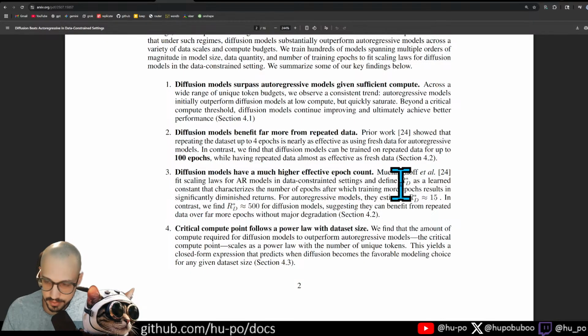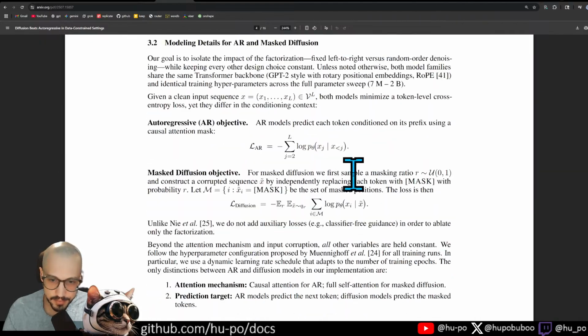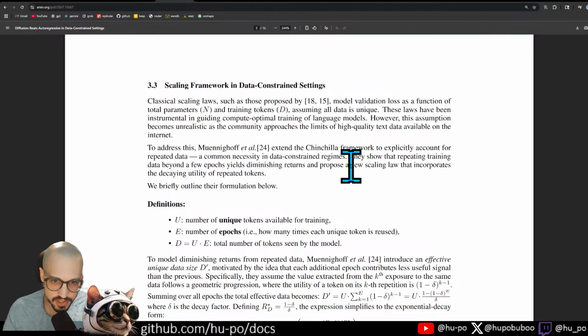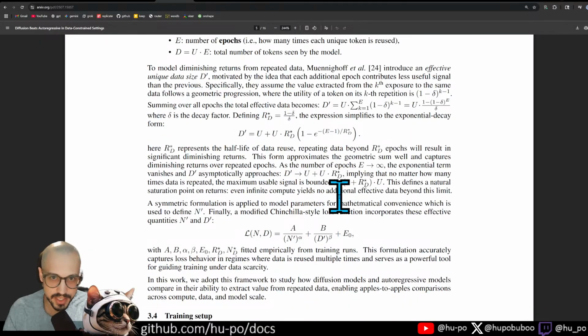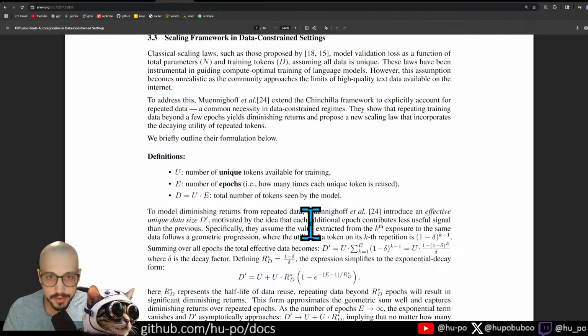RD star is a learned constant that characterizes the number of epochs after which training for more epochs results in significantly diminished returns. So it's almost like the amount of knowledge that you can extract out of a data set per epoch. I think they have a better definition of this. Let me see if I can find it.